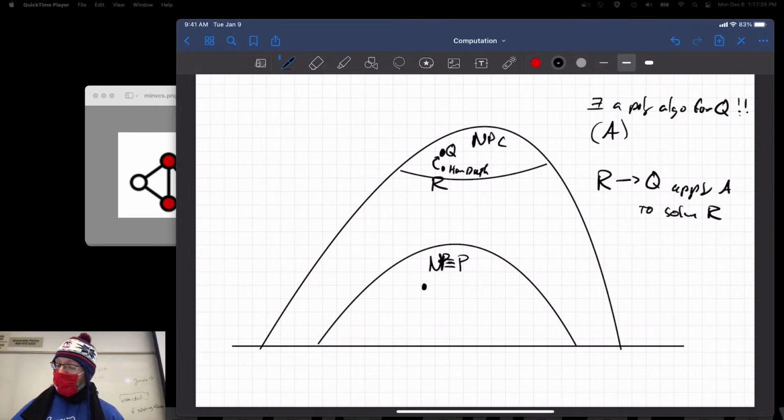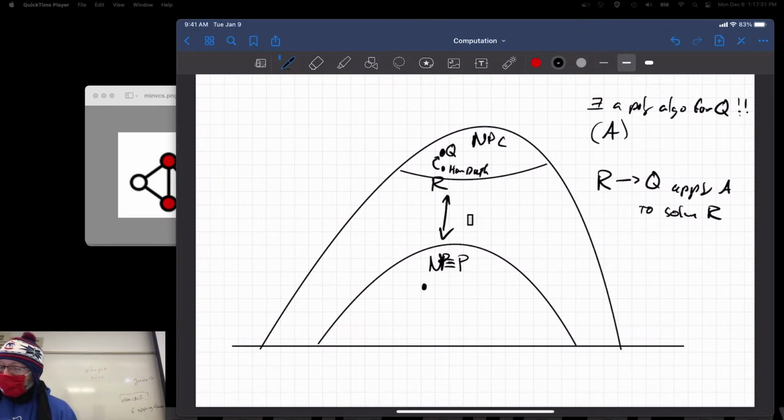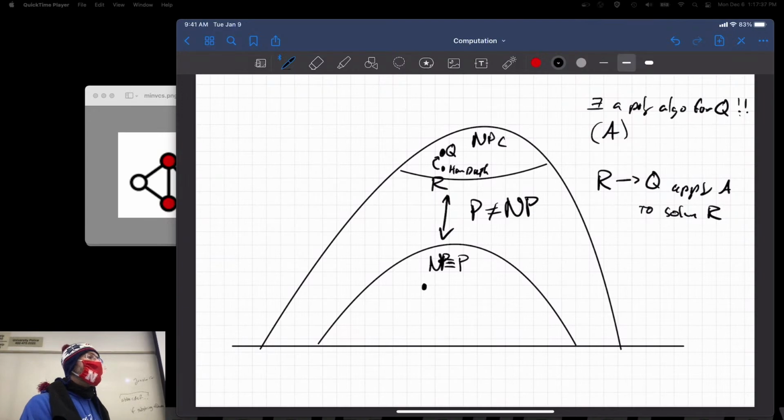So the question that you asked was, how do you separate these? How do you show that P is not equal to NP? That's the $1 million question. If you had an answer to that, then you'd literally have $1 million. That'd be nice. The Clay Mathematics Institute has issued a $1 million prize for it.